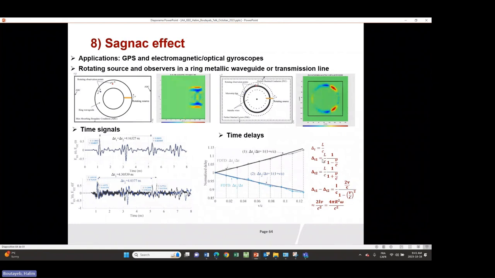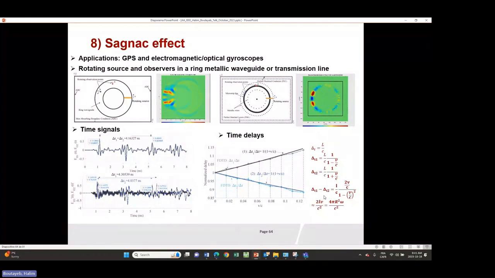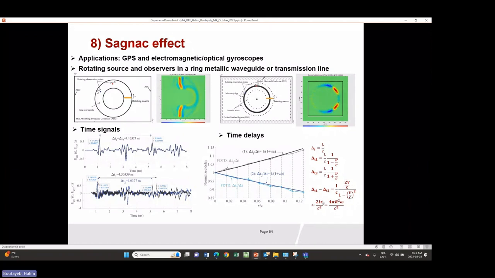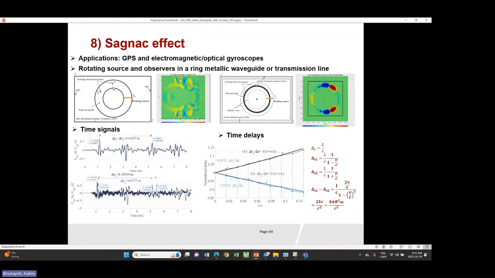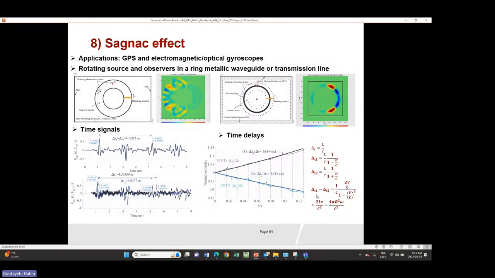You have the delay depending on the downlink and the uplink. You can see the difference here, and if we take an approximation, we get this formula. In the literature, they analyze this by transforming the electric and magnetic field using the Voigt-Lorentz transformation. In our simulation, we only move the observer and the source, and we get the Sagnac effect.